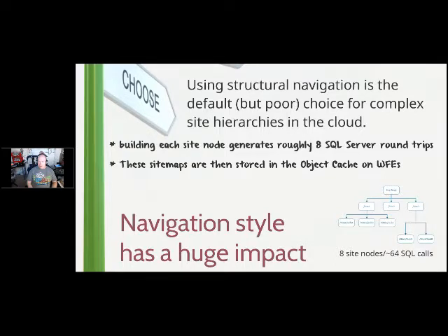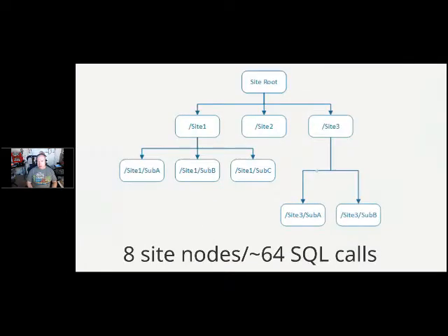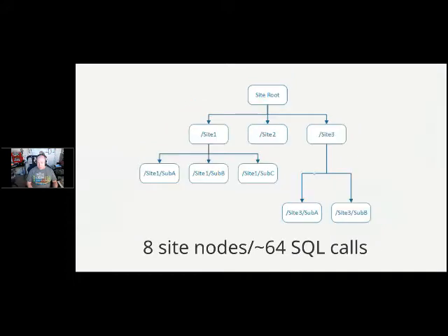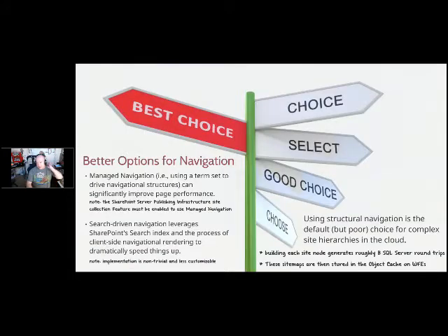So however many nodes you have, so let's take this simple site hierarchy. You have 8 site nodes. That's 64 SQL calls. This is not a big site or site collection by any stretch of the imagination. So once you start to get out to hundreds of sites, multiple levels of hierarchy, you're generating a tremendous amount of traffic to SQL just to generate the sitemap for a single visitor. So what we want to do is actually switch over to something like managed navigation.